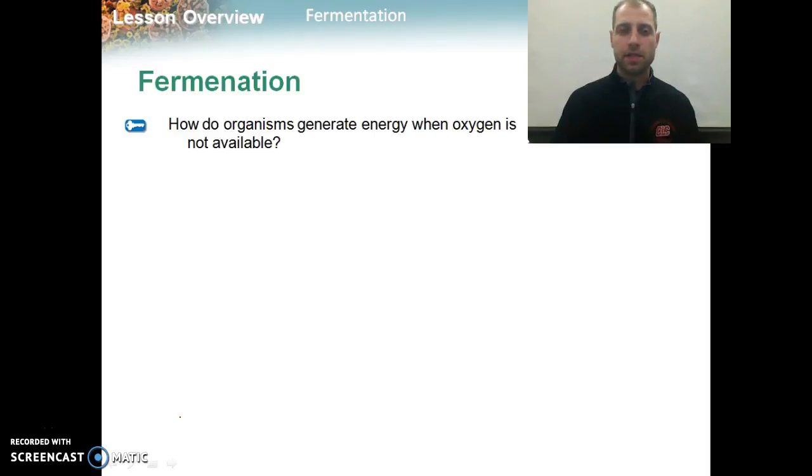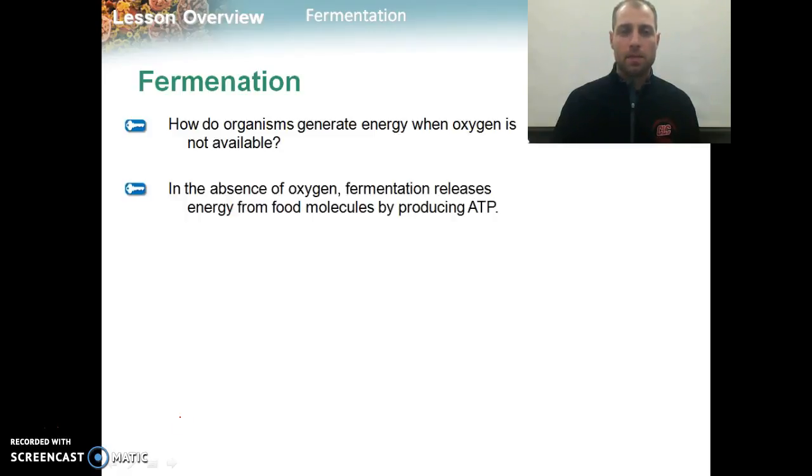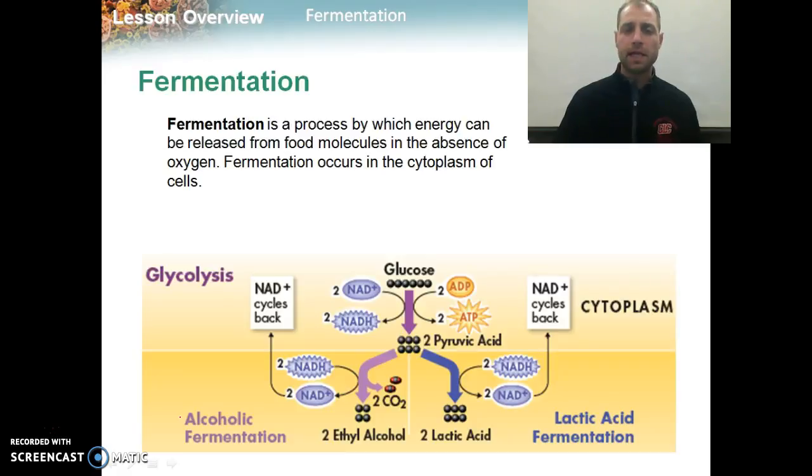available to the cells? And there's a couple of ways to do this, but without oxygen, all cells will go through some type of fermentation process to produce ATP from the food molecules that they eat. Fermentation itself is a process by which energy can be released from food molecules without oxygen being present. And fermentation is going to occur in the cytoplasm.